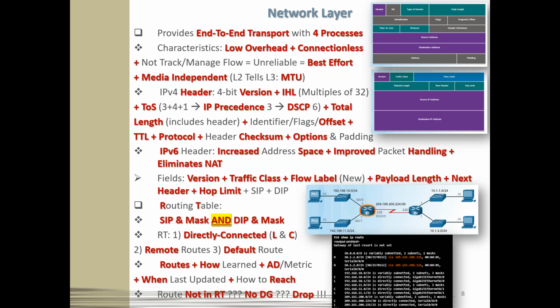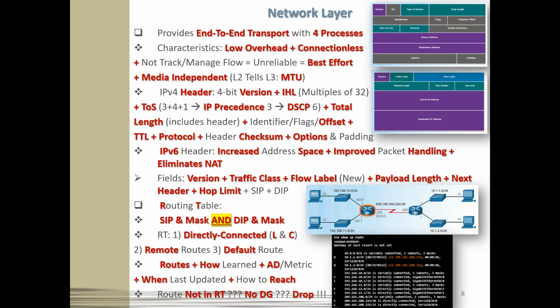With differentiated services code point DSCP, a 6-bit field is used to identify the level of service a packet receives in the network. So to sum up, we have 2 options, either IP precedence or DSCP. If we have IP precedence, a 3-bit field is used in order to identify the level of service. If we use DSCP, a 6-bit field is used to identify the level of service a packet receives in the network.